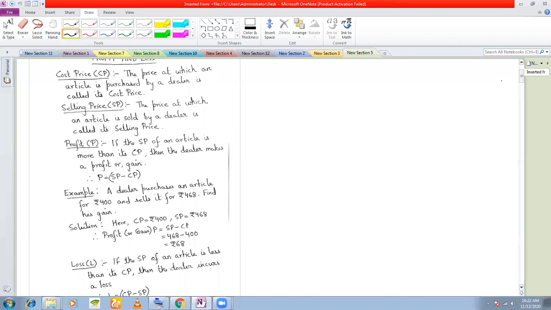Now suppose I purchase an article for rupees 100 and I sell it for rupees 120. How much is the profit that I'm making? 20 rupees, right? It is selling price minus cost price. Since I'm making a profit. Now suppose I buy an article for rupees 100 and I'm selling it for rupees 90, then what is the loss that I'm making? 100 minus 90, 10 rupees. That means cost price minus selling price. Profit is selling price minus cost price, but when we are talking about loss, we are talking about cost price minus selling price.